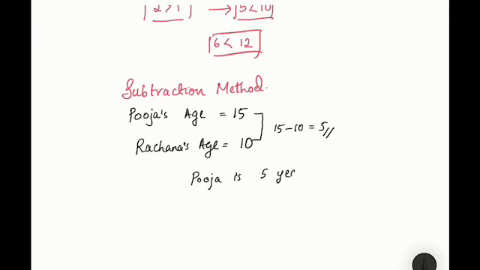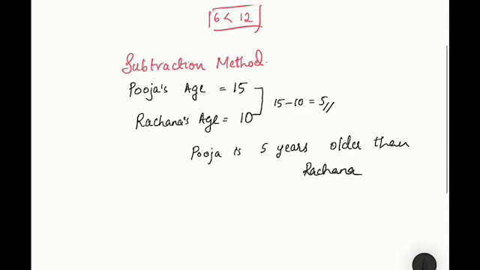5 years older than Rachana. Is it clear to you? Pooja is 5 years older than Rachana. So this is how I can compare. So this is how we do the subtraction method. Okay. So one more example.